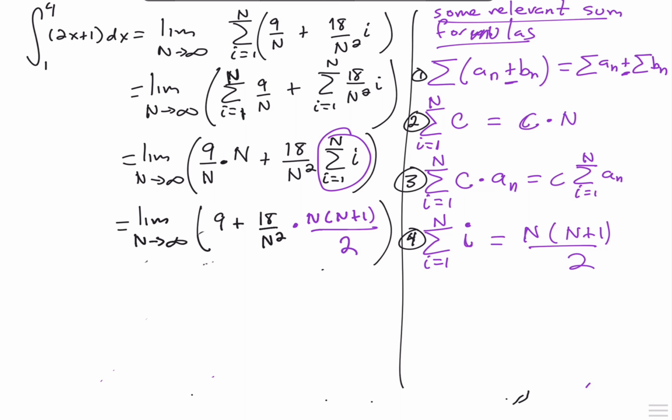Okay. Well, what is that equal to? Let's see. So we have 9 plus, let's simplify a little bit. How about reduce the 18 and the 2 to 9 over 1? Does that sound okay? And then you can reduce this n with one of these, right? So what would I have left over then? I would have a 9.